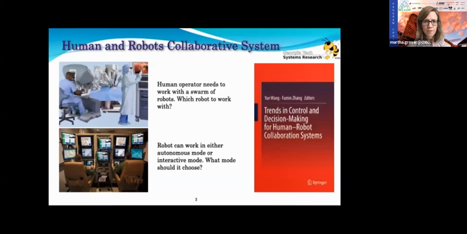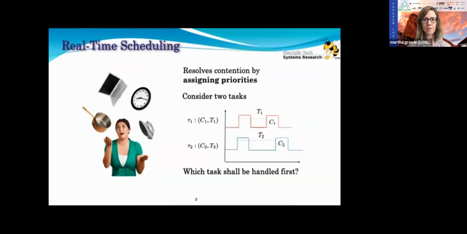So human-robot interaction is a new trend in control. Professor WeA01 and I have co-edited a book that recently has been published. We want to solve this human-swarm-robot interaction problem in the context of real-time scheduling. Here, the human operator's attention is viewed as a resource that multiple robots are trying to access. When more than one robot demands the human's attention at the same time, we need to resolve a contention.